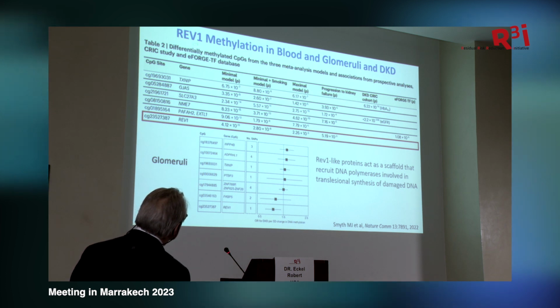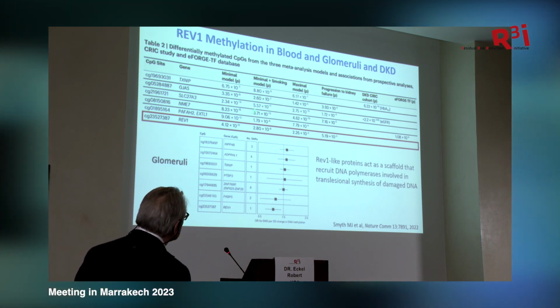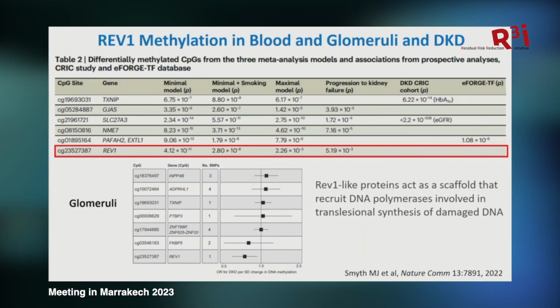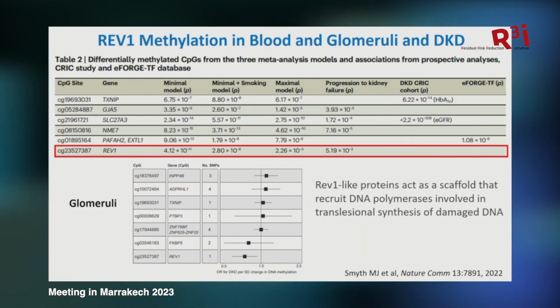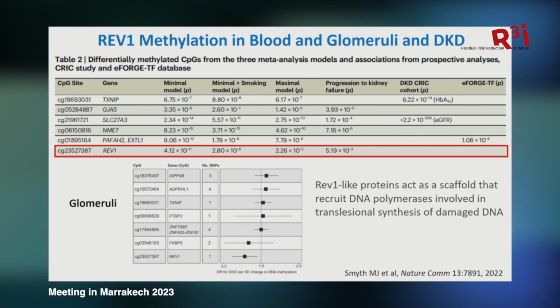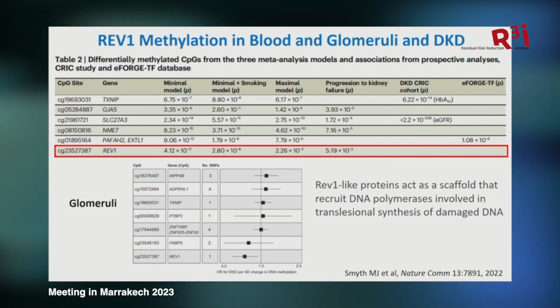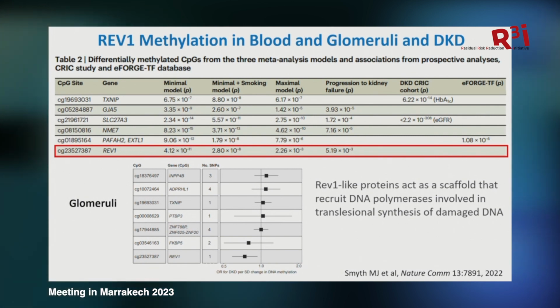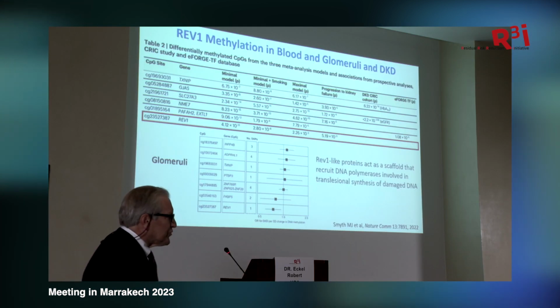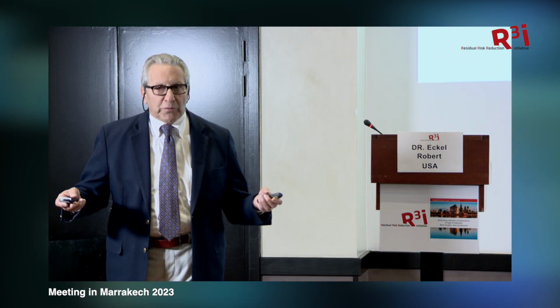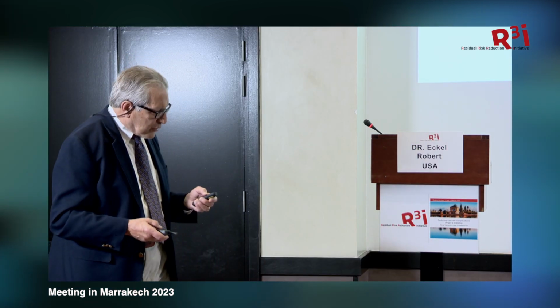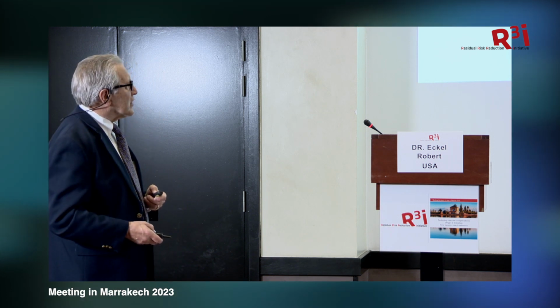This relates to methylation. So methylation of all of these genes either positively or negatively related to, and by the way, these measurements were made in peripheral circulating blood and the glomerulus in patients with diabetic kidney disease. I found particularly interesting this REV1, because REV1-like proteins act as a scaffold that recruit DNA polymerases involved in translesional synthesis of damaged DNA. So if this methylation is reduced, that means ultimately this gene is more readily expressed. And this may be another way to go about identifying patients with chronic kidney disease.